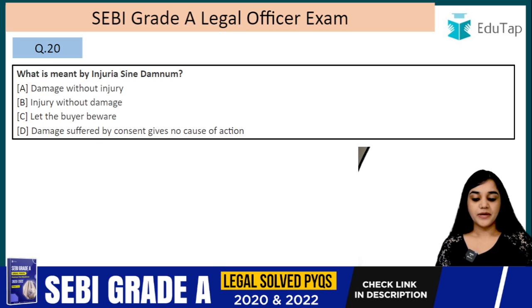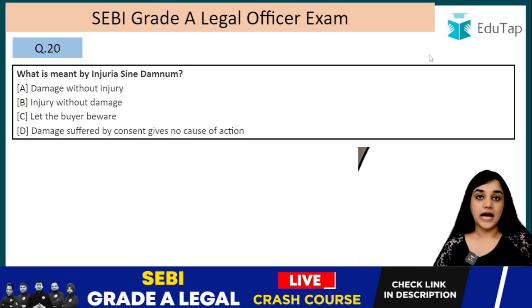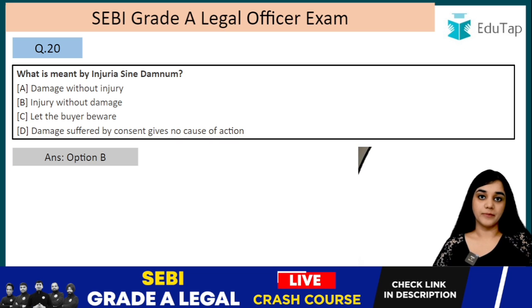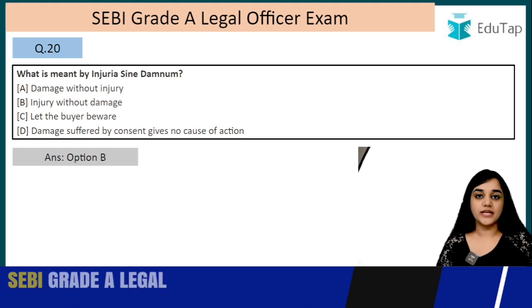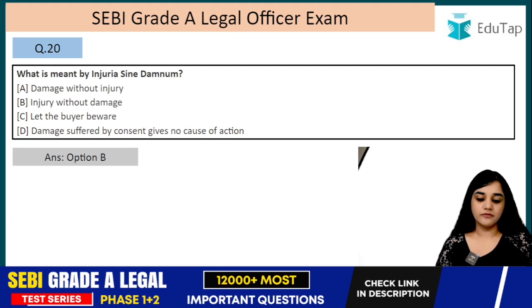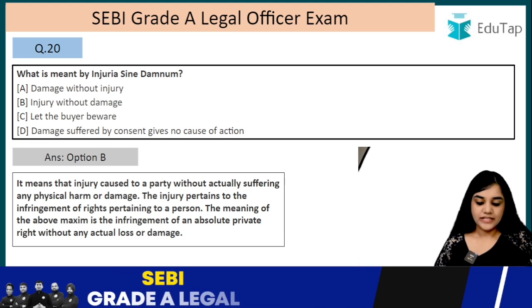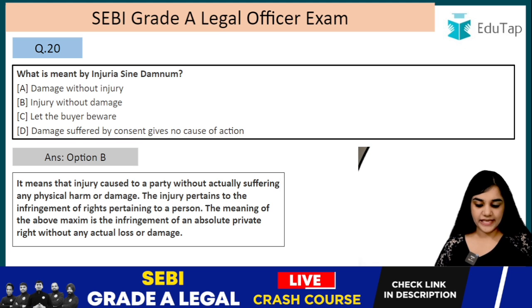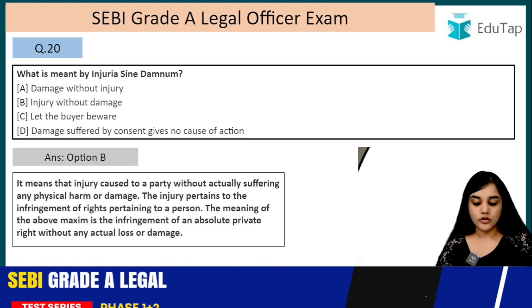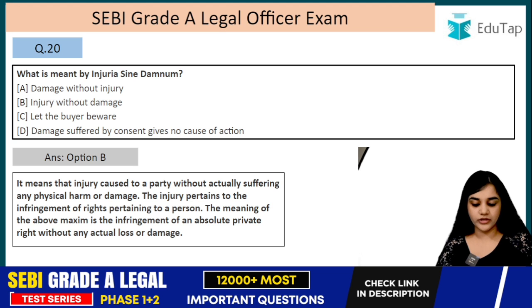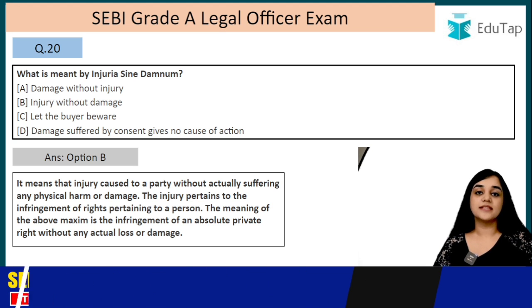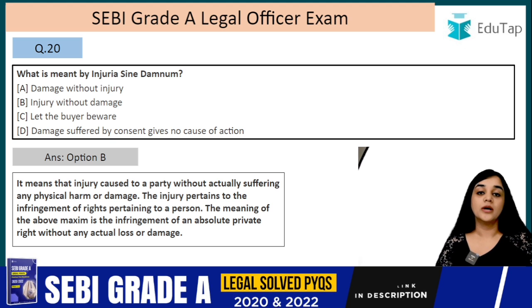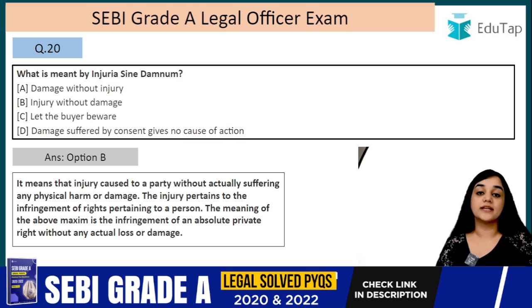Question number 20. What is meant by injuria sine damno? This question is being repeated many times, so you should know this one also. The answer to this is B, that is, injury without damage. Injury in this sense means your legal right. A right has been infringed but no damage has occurred. It means that injury is caused to a party without actually suffering any physical harm or damage. The injury pertains to the infringement of a right pertaining to a person. The meaning of the above maxim is the infringement of an absolute private right without any actual damage. What this means is that your private right is infringed but no damage was actually caused. So it is injuria sine damno.